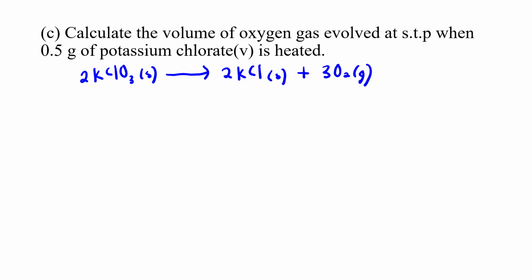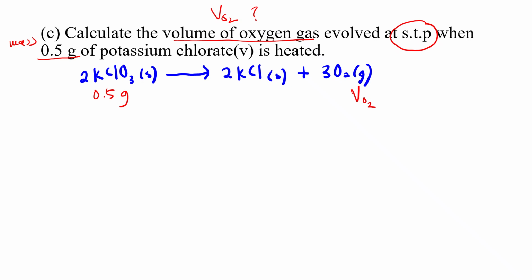Alright, now this is our very last soalan. Calculate the volume of oxygen gas evolved at STP when 0.5 gram of potassium chloride is heated. Okay, so di sini kita ada STP condition. Nak cari apa? Volume untuk oxygen gas. Dan kita ada mass, tapi mass ini adalah untuk potassium chloride. So the 0.5 is for here, potassium chloride. Tapi kita nak cari apa? Kita nak cari V untuk oksigen.